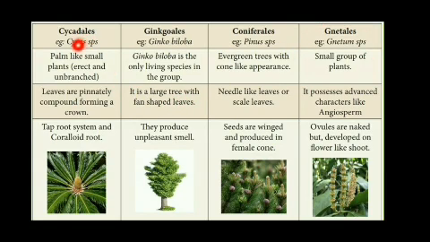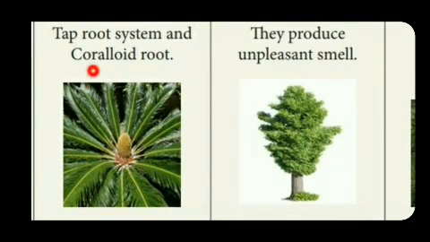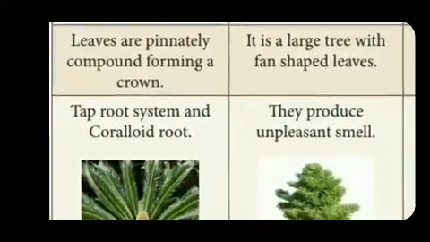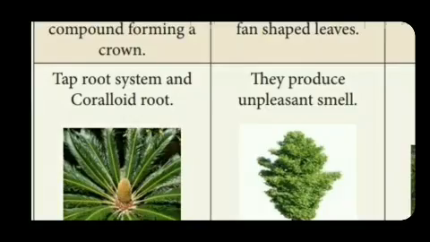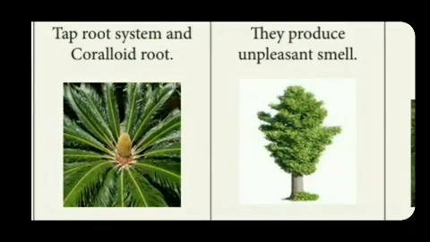Cycadales, example Cycas species. You can see the picture on the screen. These are palm-like small plants. That means it appears like coconut palm or date palm. They are erect and unbranched. The leaves are pinnately compound, forming a crown. Pinnately compound means the leaflets are arranged on each side of the middle axis, and when we see the root system, they possess taproot system and coralloid root. That means these roots are much branched and look like corals.